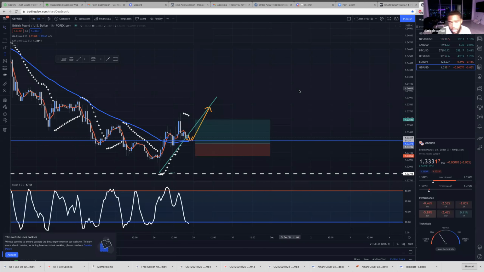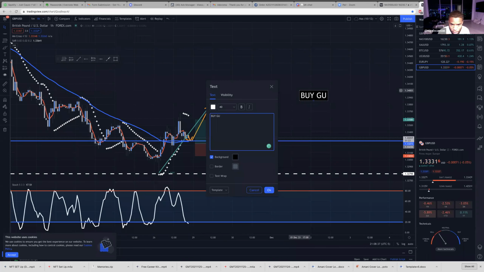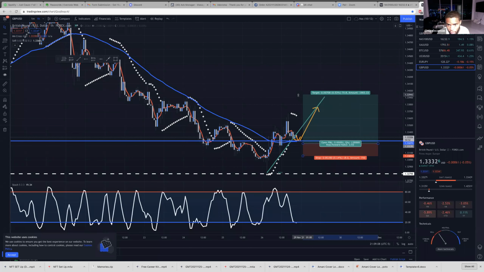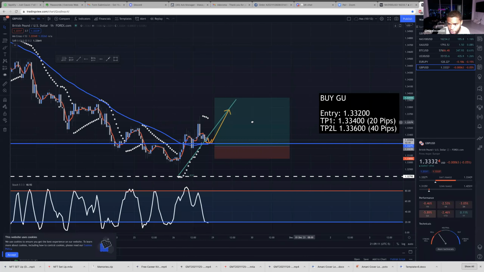So let's see. Let's rock out with it, man. I don't even trade GU that often, but let's see what happens. We got our entry point, looking at our 1.33, 200 level. We got our take profit 1 at 1.33, 400, which is going to be 20 pips. We got our take profit 2 at 1.33, 600, let's go to 40. And then Superman, if we wanted to ride this all the way up, why not? And catch a 70-pointer, which you certainly can.